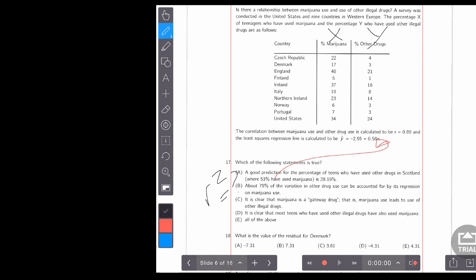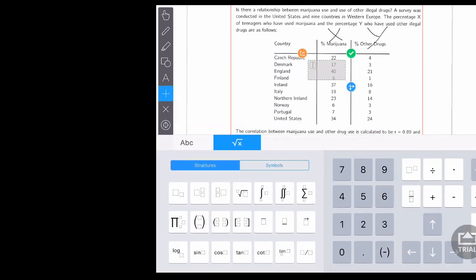But isn't A correct? What about A? Why is A incorrect, Isadora? So for A, if I was to do what I said I would do, I take 53%, I multiply it by 0.58, and then I add negative 2.55. So this is huge.